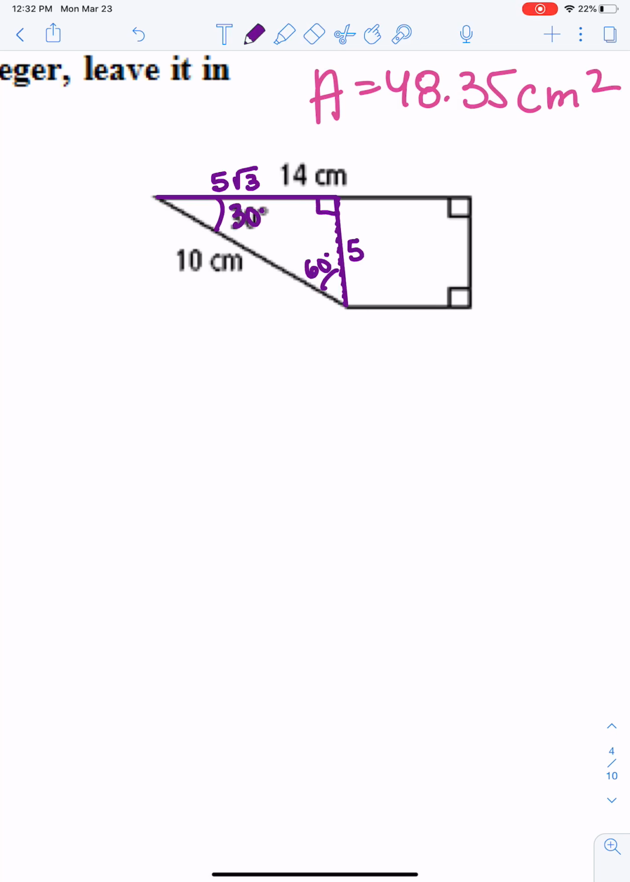If you don't want to do that, you can use trig. You can say sine of 30 equals opposite over hypotenuse. You would get, this being the opposite right there, sine 30 to be 0.5. Multiply both sides by 10, and you would still get that x to be 5, whether you remembered your shortcut rules or you used trig.